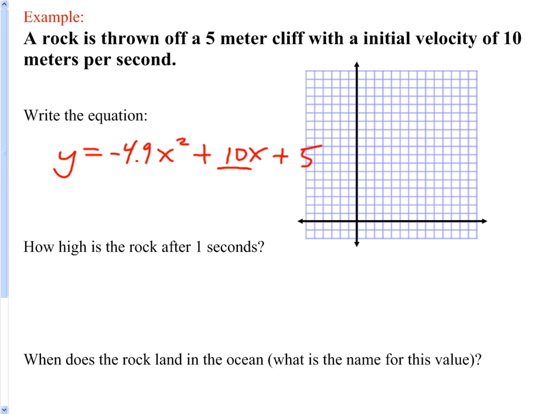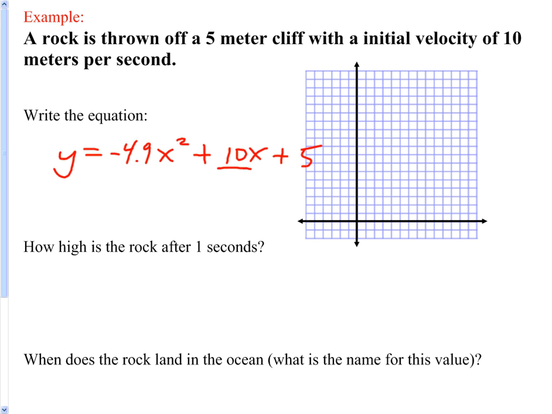And you could do this with anything, a real thing. You would need to include some other factors that get complicated if you're going to include like wind speed or air resistance, or you can make it really complicated if you want. But all right, how high is the rock after 1 second?